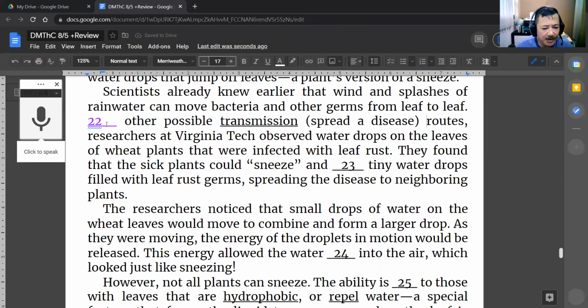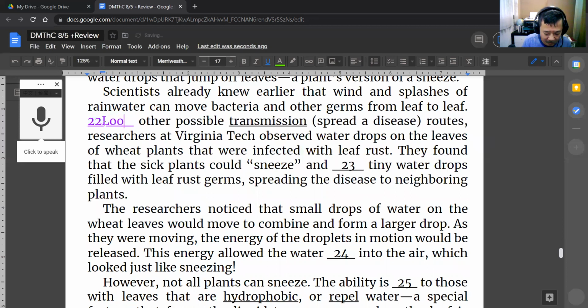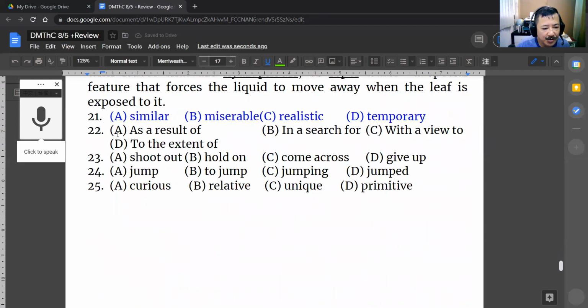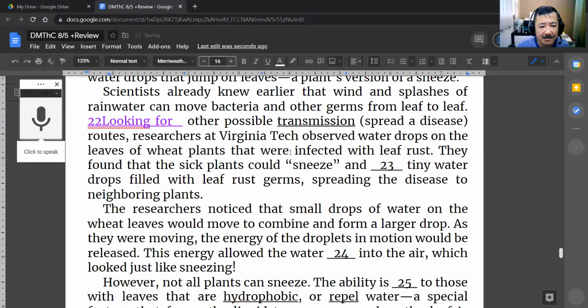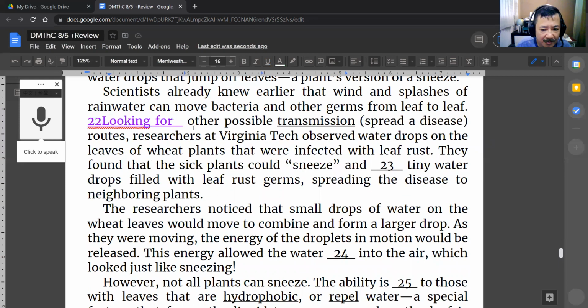So here we need something like looking for. Okay, something like that. So which word do you think means looking for, right? Before you even look at the choices, you have to have some idea of what that blank is looking for, and then go find the answer.